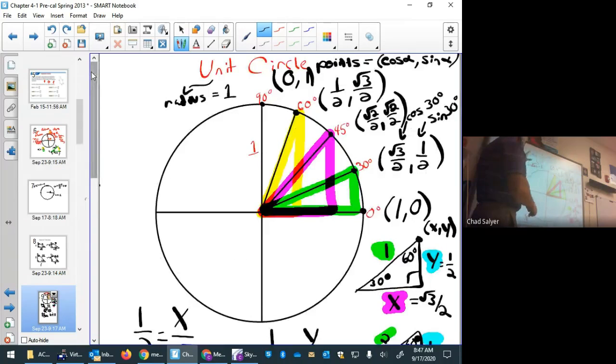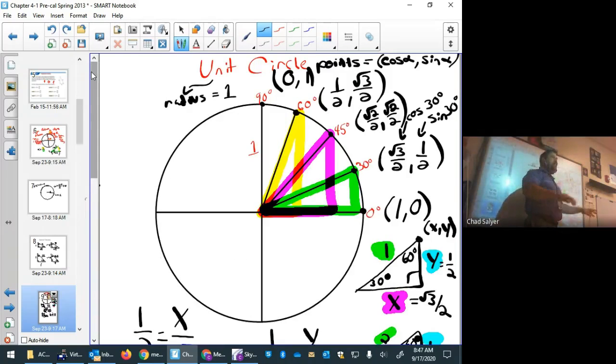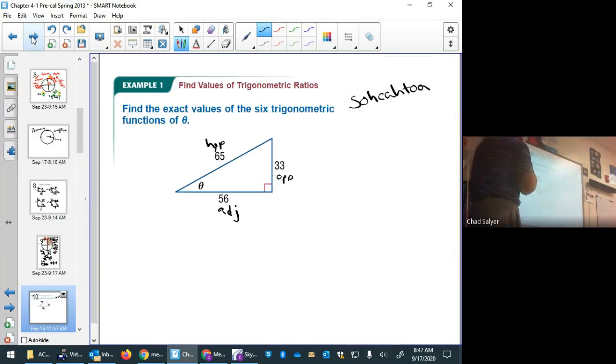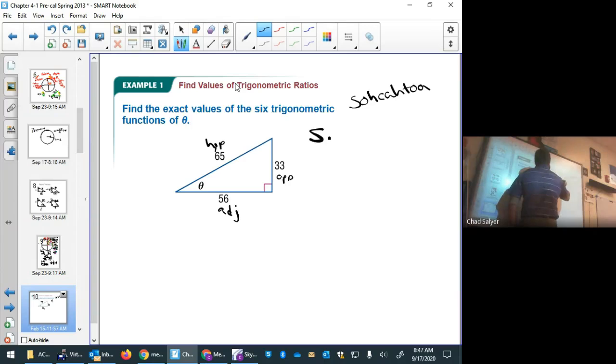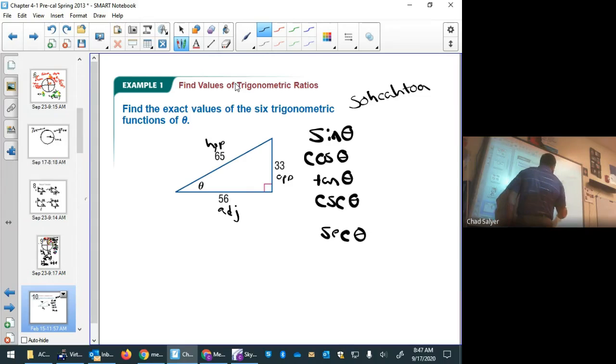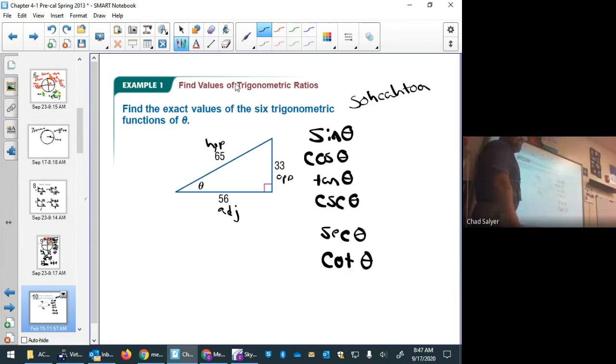Okay, so anyway, this is the first quadrant of the unit circle. Once again, I expect you guys to know this going forward. So let's find some exact values of 6 trig functions. Here we have the angle theta, and we want to find sine of theta, cosine of theta, tangent of theta, cosecant of theta, secant of theta, and cotangent of theta. Those are the 6 trig ratios.